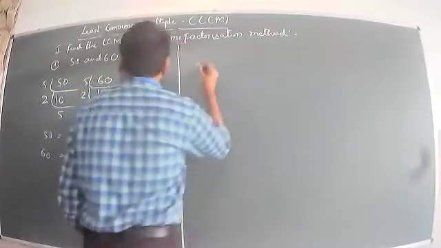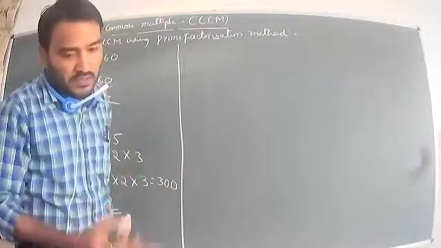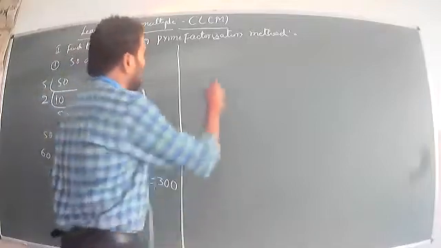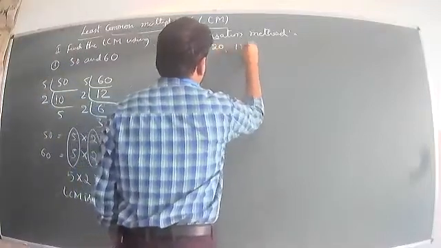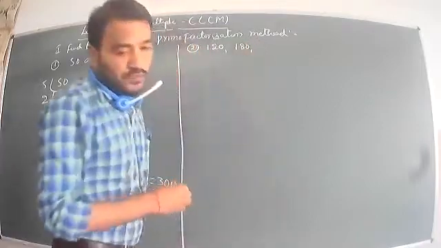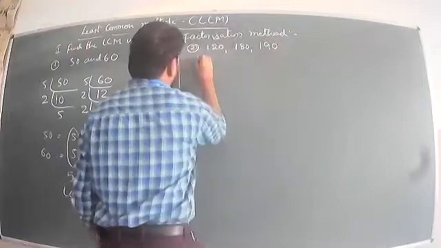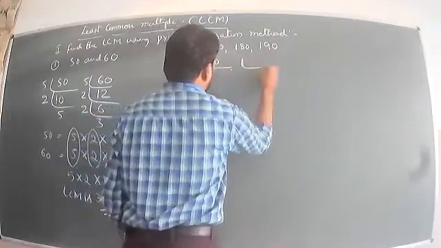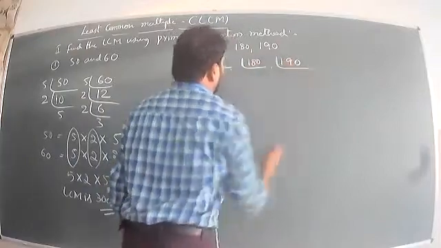I will show the prime factorization method using three numbers. I have shown two numbers, so I will show with the remaining numbers, only three numbers are given. 120, next 180, next 190. Using the prime factorization, 120, 180, 190. Okay, take 5.